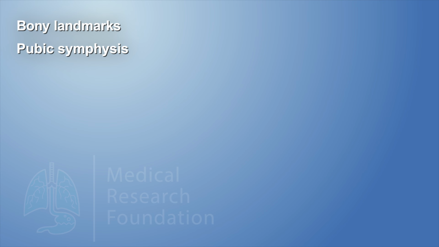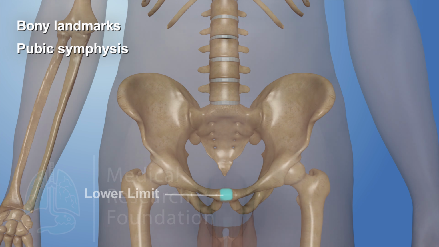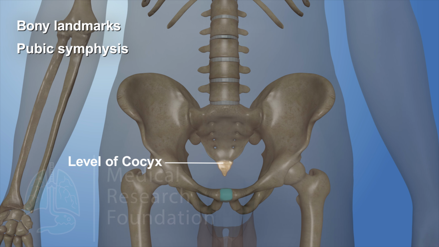Pubic symphysis. It forms the lower limit of anterior abdominal wall in the anterior median plane. It is easily palpable and lies at the level of coccyx.